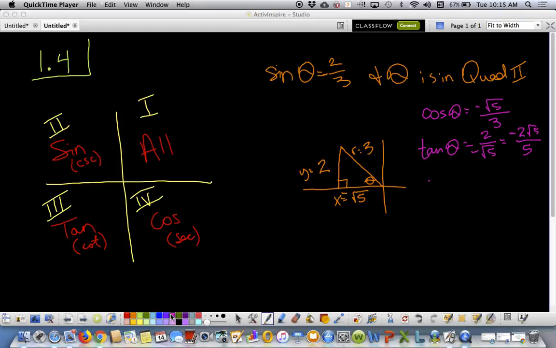Let's keep going. So we have cosecant theta. Pretty simple. We're just flipping it. Correct? 3 over 2. What about secant? So we're rationalizing: negative 3 square root of 5 over 5. And then cotangent. Okay, we don't have to worry about that one. Negative square root of 5 over 2.